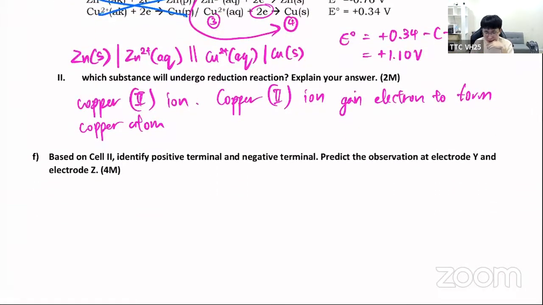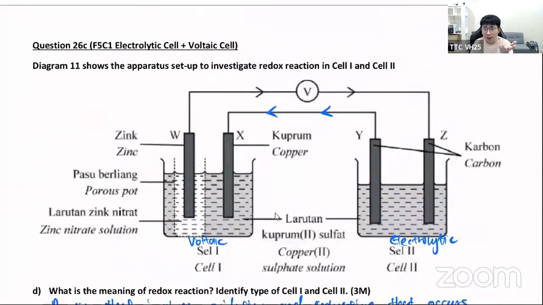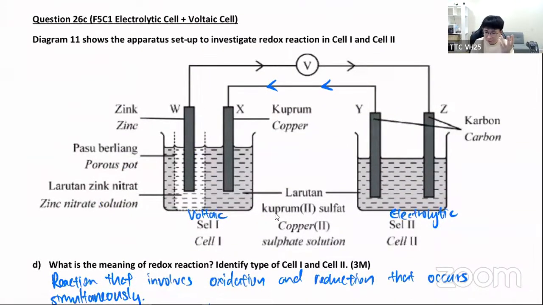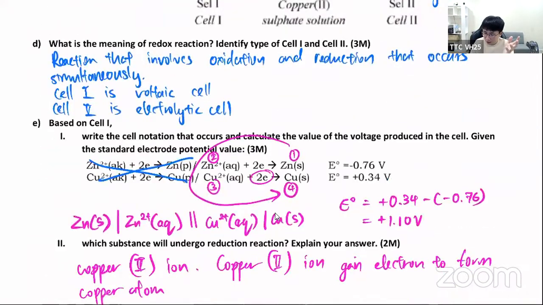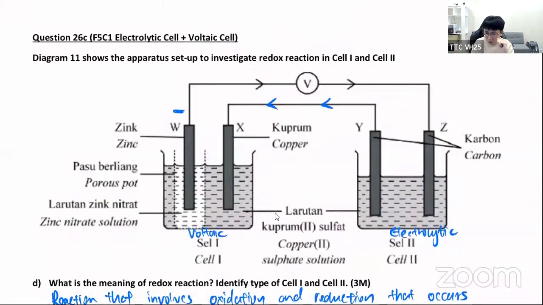Okay, then based on cell 2, identify the positive terminal and negative terminal. Okay, guys, this one is what we learned just now. Since we know zinc from here, how to know who is positive, who is negative? Here, zinc is negative, copper is positive. So since here is negative, here is positive, your cell 2 follows the voltaic cell, because cell 2 is electrolytic. Electrolytic follows the battery. So Y is supposed to be the positive terminal, Z is supposed to be the negative terminal.